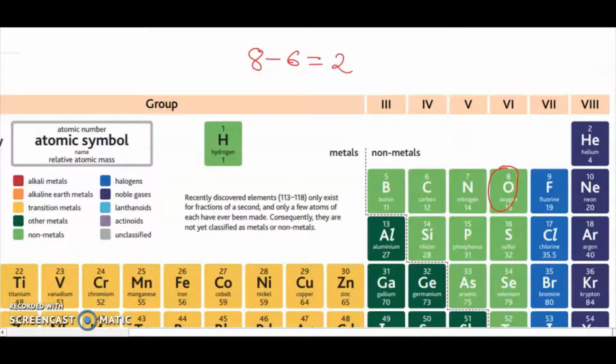But oxygen is a non-metal, so the charge on an oxygen ion would be -2. Let's do one more example. Here we have chlorine. Chlorine is in group 7 of the periodic table, so chlorine has a valency of 8 minus 7, that is 1. Chlorine is a non-metal, so the charge on a chloride ion would be -1. Okay, so that is how we can determine the charge to put on an ion.